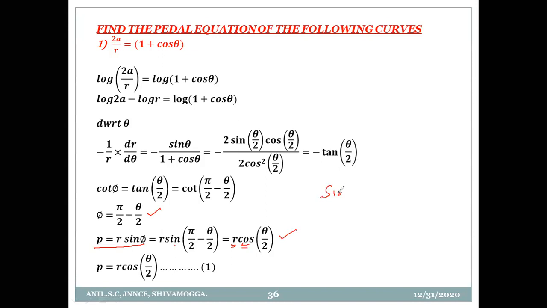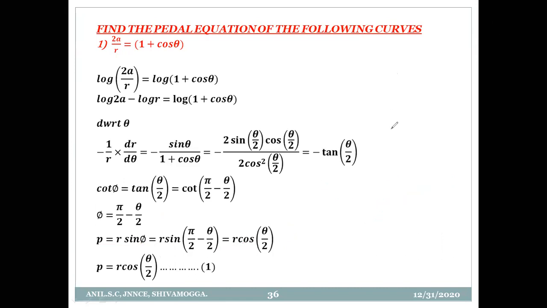That means sin of pi by 2 minus theta is equal to cos theta. This is a standard identity. Here theta is theta by 2. Therefore r cos theta by 2. Therefore p is equal to r into cos theta by 2. This is the second working rule.